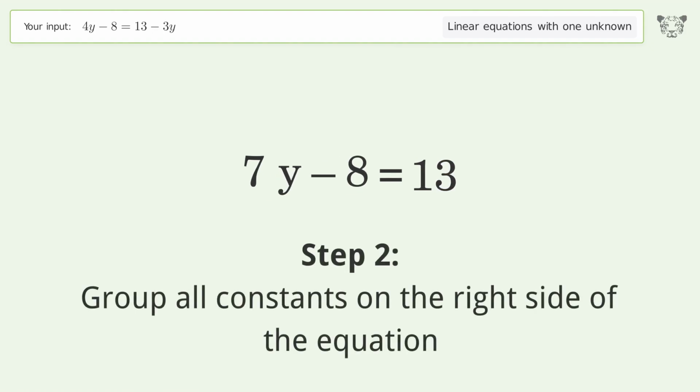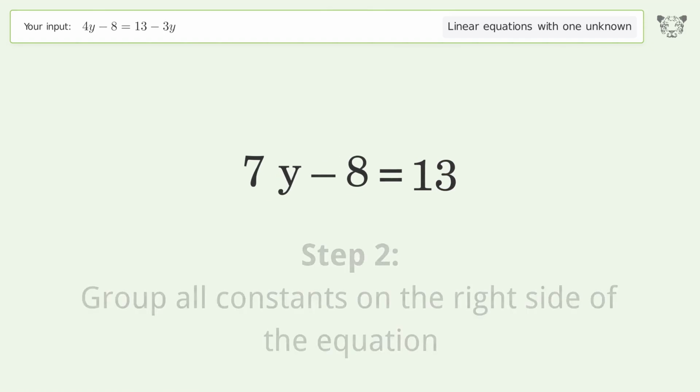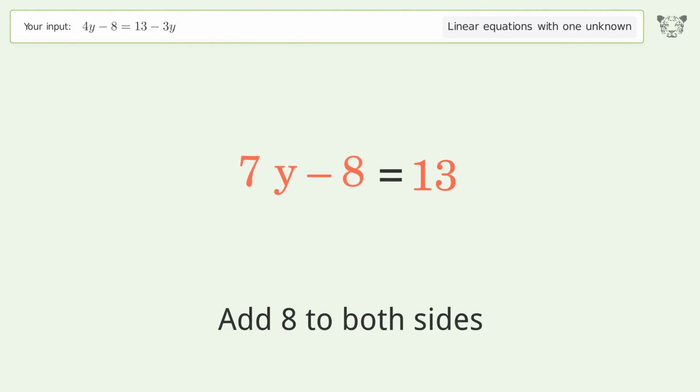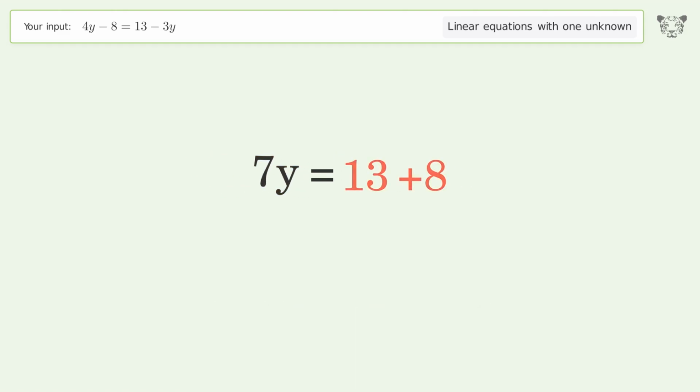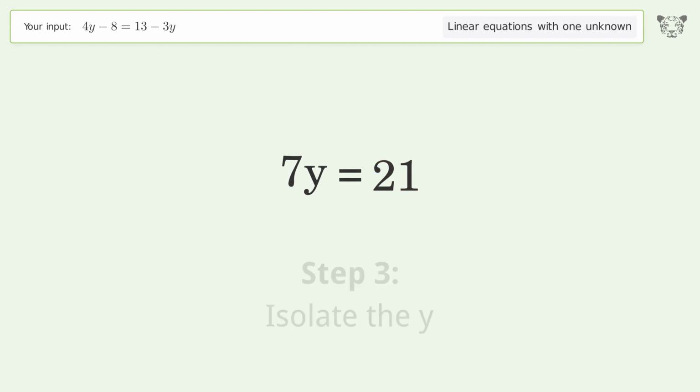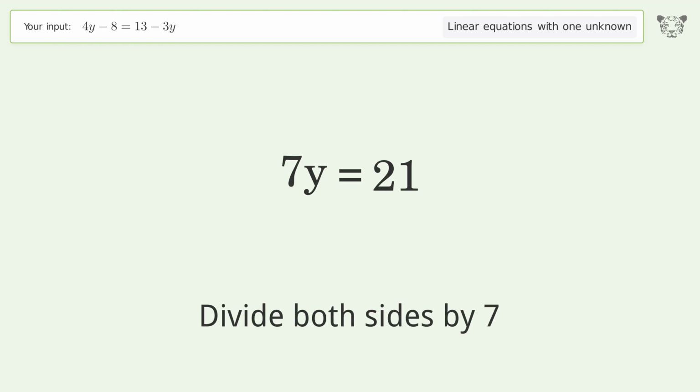Group all constants on the right side of the equation. Add 8 to both sides. Simplify the arithmetic. Isolate the y. Divide both sides by 7.